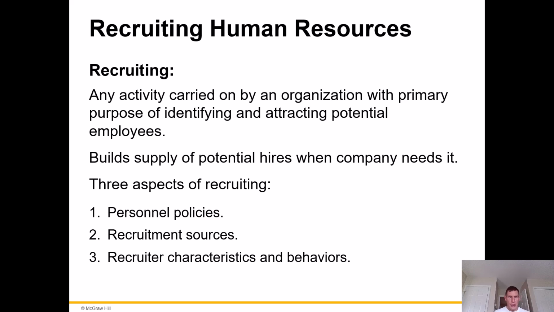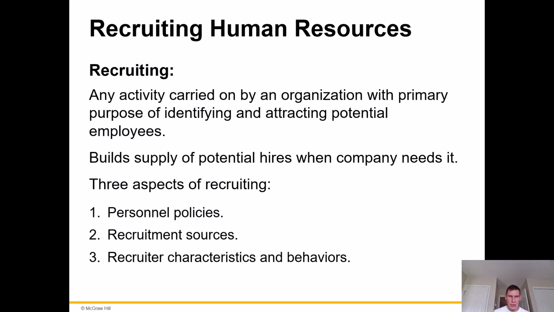As far as recruiting goes, it really could be defined as any activity carried on by an organization with the primary purpose of identifying and attracting potential employees, right? It helps to build a supply of potential hires for when the company needs it. So just because they're recruiting, it doesn't mean that they actually have jobs right now, although a lot of companies do. It may just be that they anticipate needs in the future. So they're just trying to see what talent is out there.